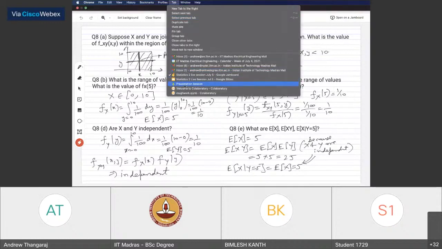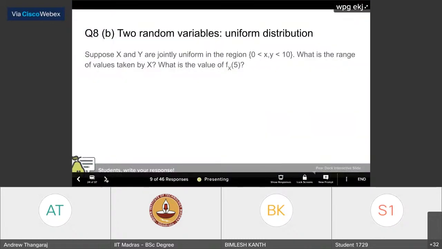The next question is slightly more tricky. Same distribution, but it asks for a conditional distribution. Given x equals 5, what is the range of values taken by y? What is fy given x equals 5 of 5? It's something very similar. This is a minor twist with the conditional probability.